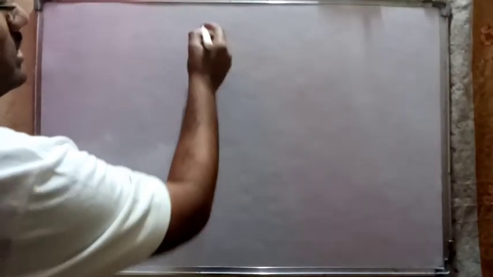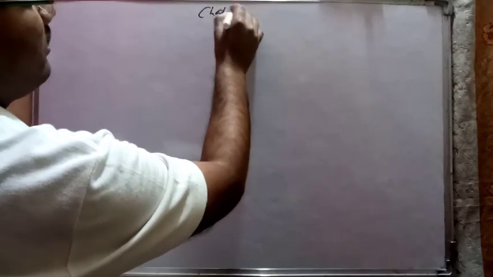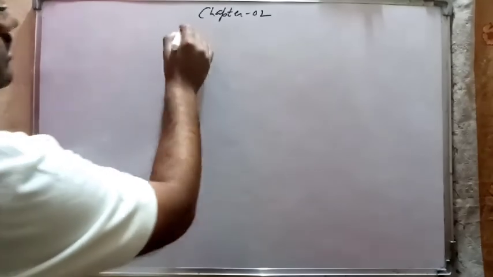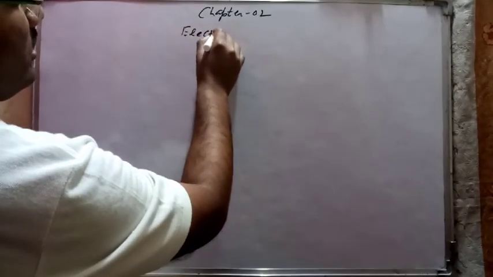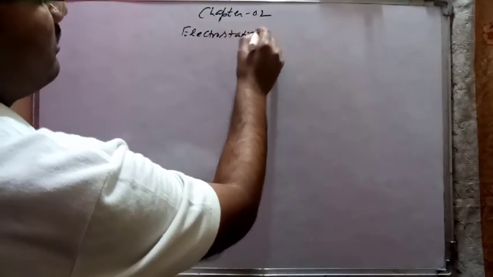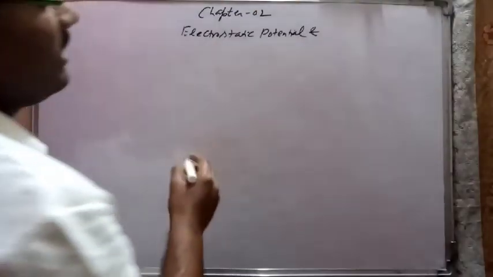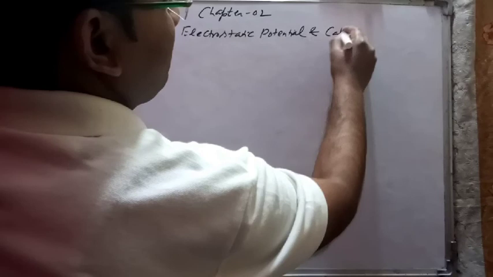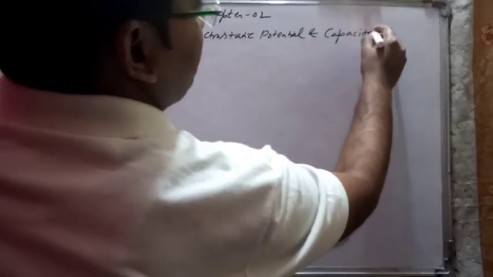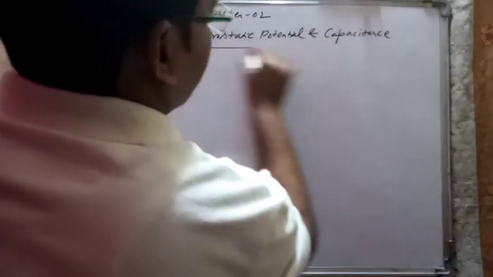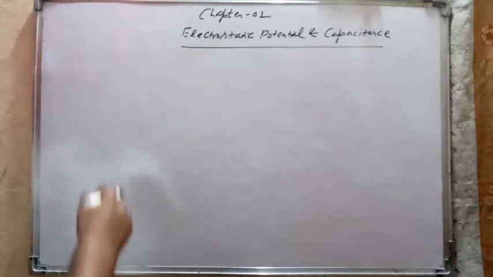Today we discuss chapter 2, electrostatic potential and capacitance. So here chapter number 2 is electrostatic potential and capacitance.